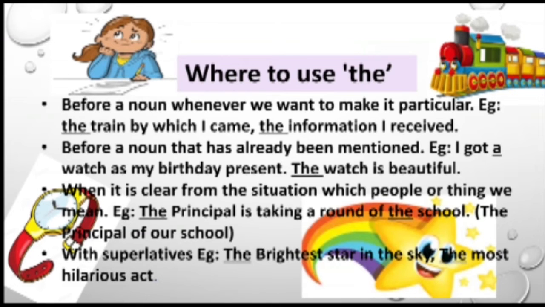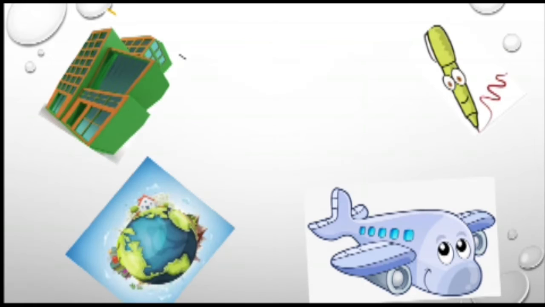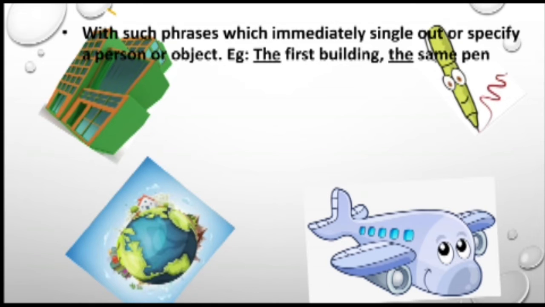Next rule says we use the with superlatives. You know what are superlatives? Yes, the third degree of adjectives. Smartest, brightest, hottest. You can see the example. The brightest star in the sky. The most hilarious act. Next, with such phrases which immediately single out or specify a person or an object. Example, the first building, the same pen. Here we are clearly mentioning which building are we talking about, which pen are we talking about. So, with this type of phrase we use the.